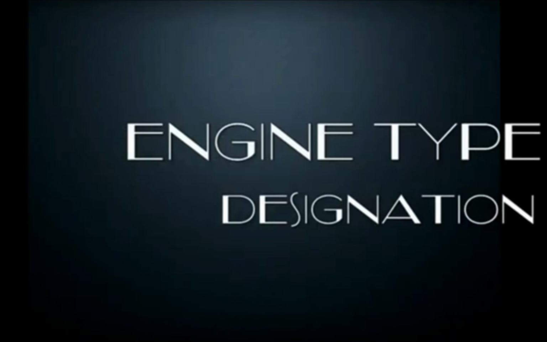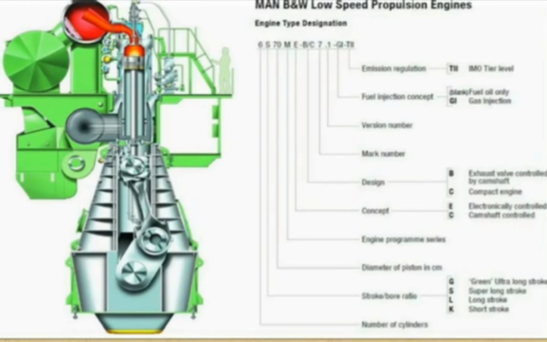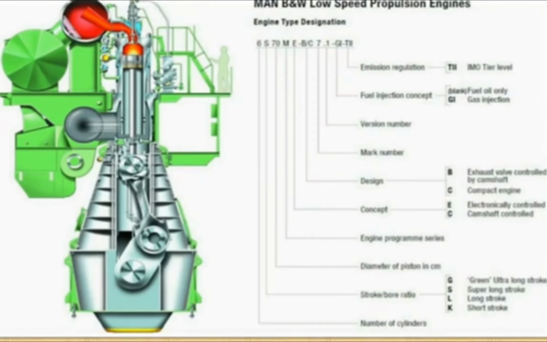Next is the engine type designation. This slide I am giving for your reference, and the details are given about the letters in the model designation. And ours is MEB, that is, the exhaust valve is controlled by a camshaft.